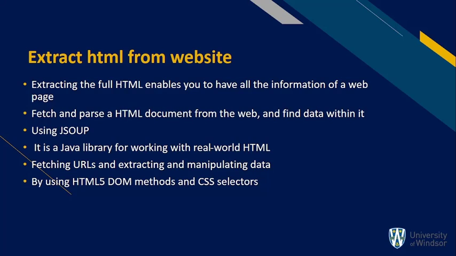The other feature is extract HTML from website. Actually, extracting the full HTML enables you to have all the information of a web page. Fetching and parsing the HTML document from the web and finding data within it. For this purpose, we used a JSON library. Actually, it's a Java library for working with real-world HTML. With this library, we can fetch URLs and extract and manipulate data by using HTML5 DOM methods and CSS selectors.